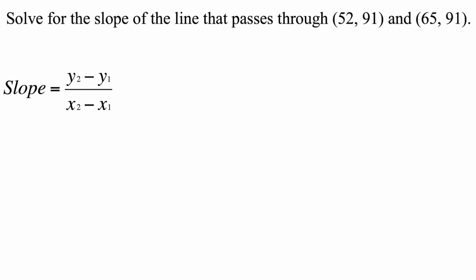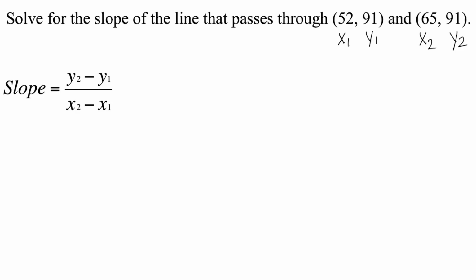First, label the x and y values. The first ordered pair is labeled x sub 1, y sub 1. The second ordered pair is labeled x sub 2, y sub 2.